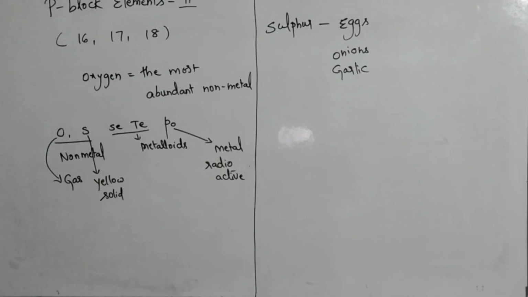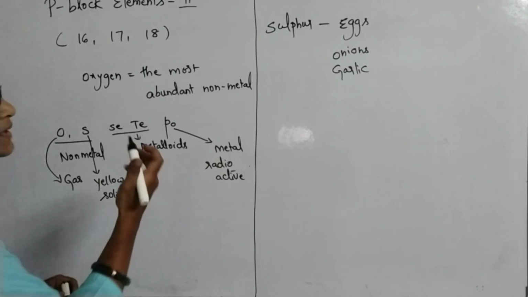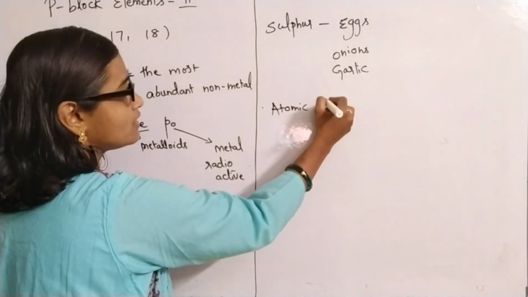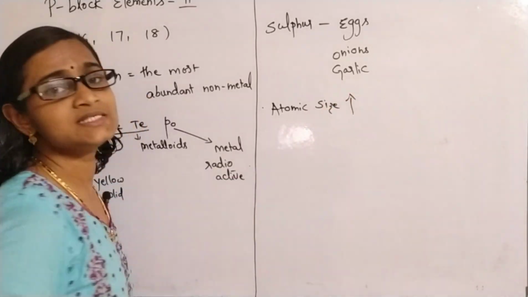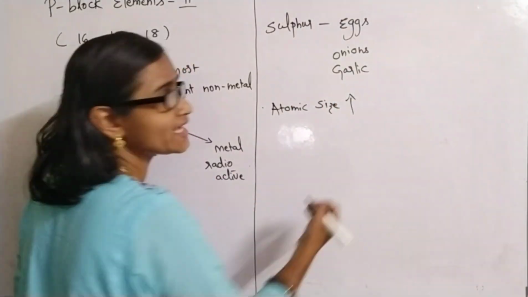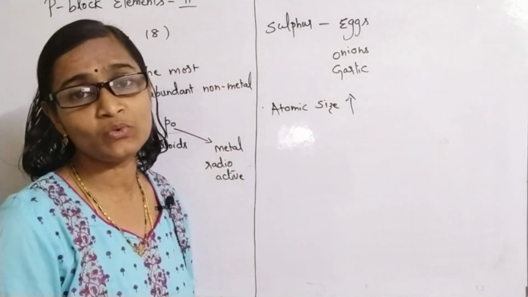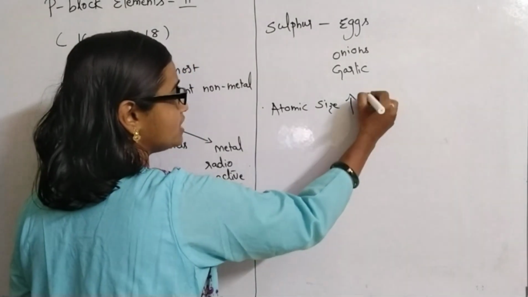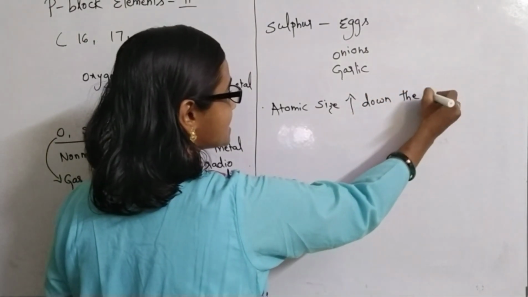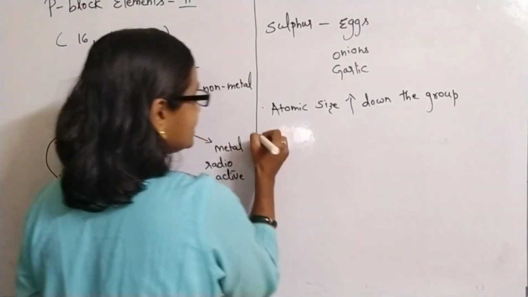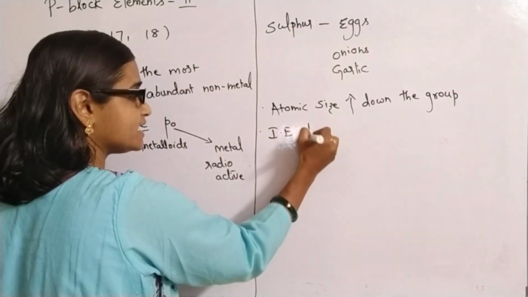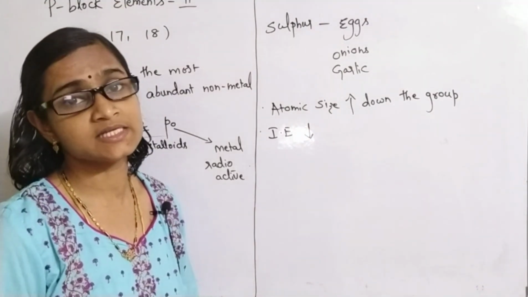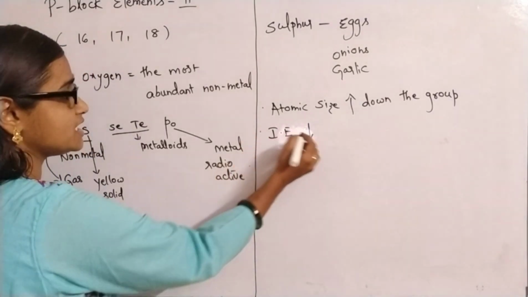Okay, and next, if you go for the periodic properties, you all know that atomic size increases down the group. Atomic size always increases down the group because of an extra energy shell. Electrons get added into what? The next coming orbits. Ionization energy also decreases down the group. As atomic size increases, ionization energy decreases. You know that point. Ionization energy decreases down the group.